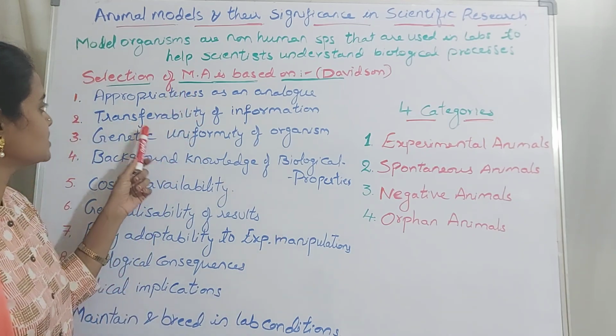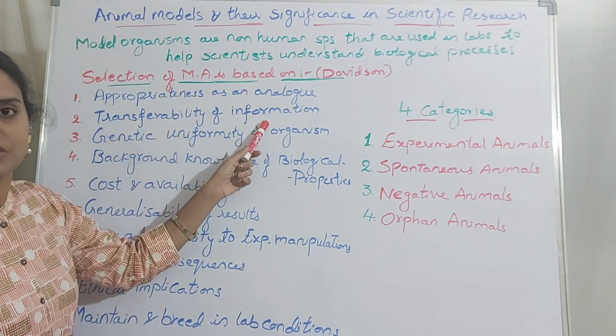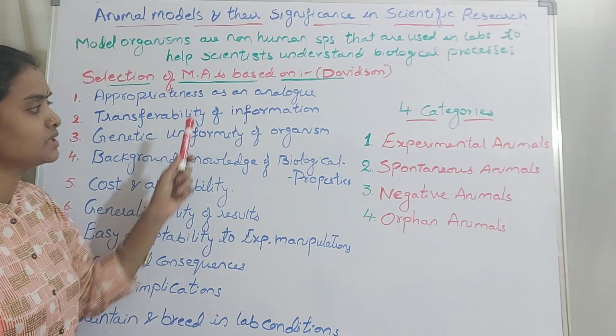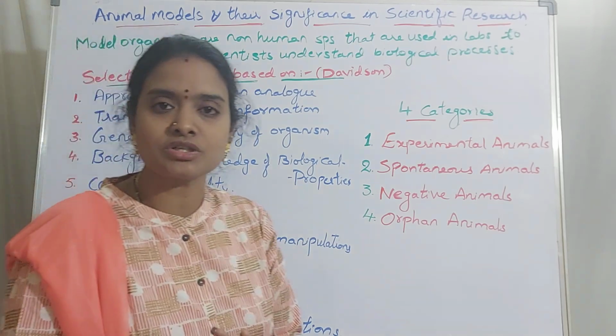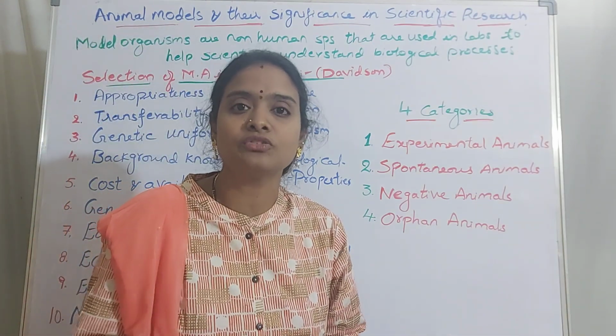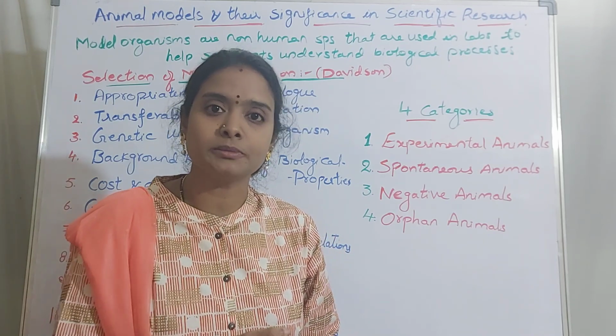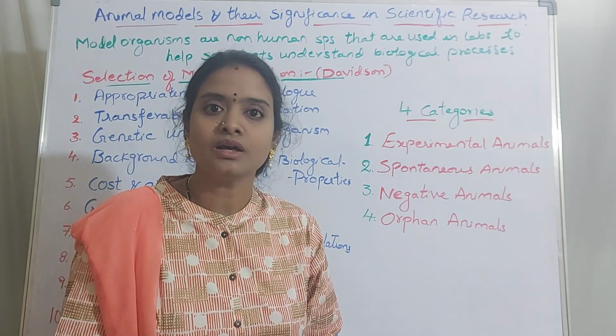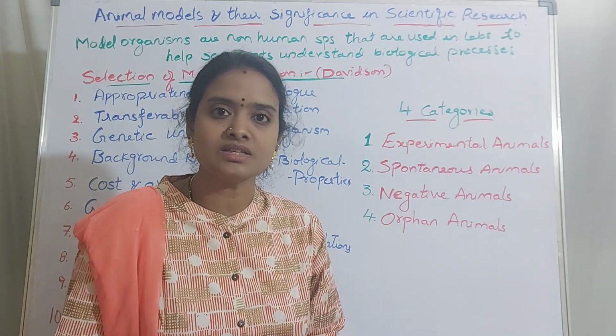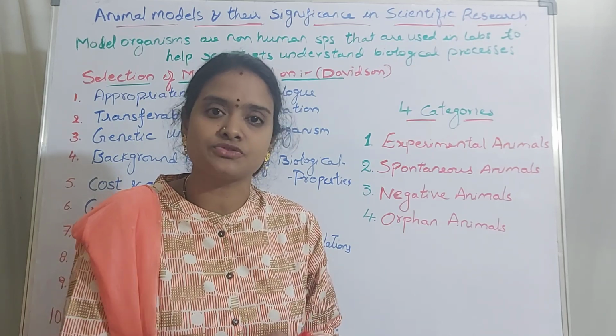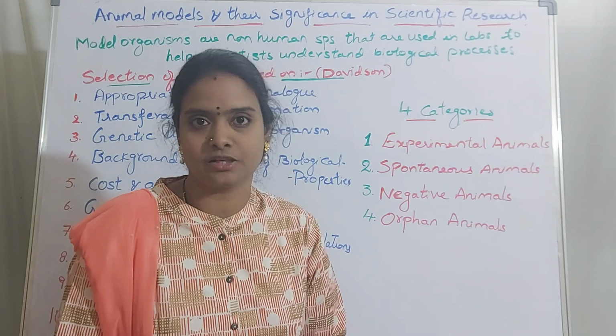Then the second one is transferability of information. Transferability of information means the information has to be transferred within a group of animals. For example, you can see all the birds flock together, and animals move together. That is information which is transferred within the group of animals.